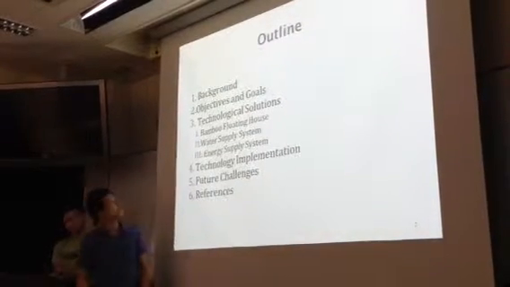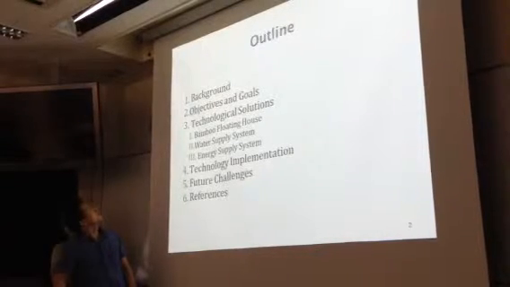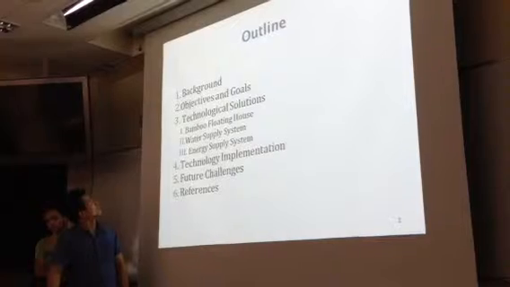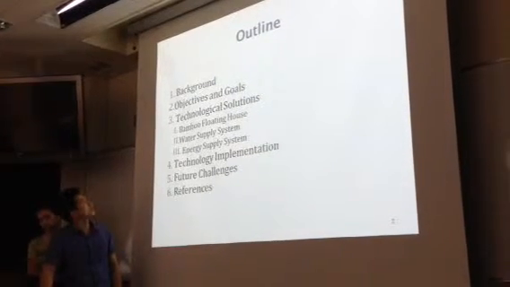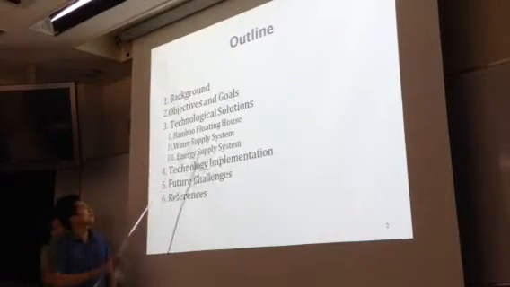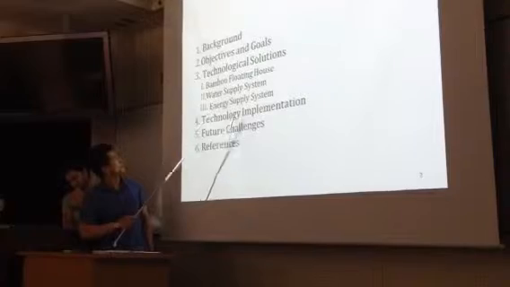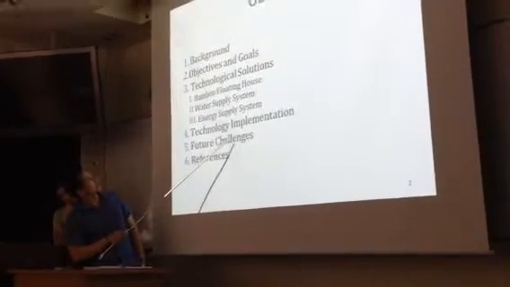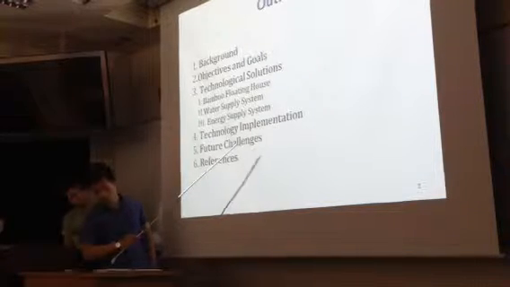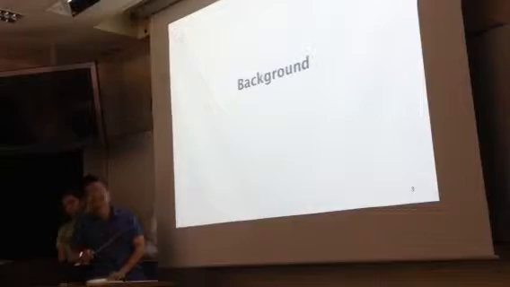Our outline includes 6 parts. The first and second are the background and the objective and goal. The third, the main part, is the technology core solution, including the bamboo floating house, water supply system, and energy supply system. The fourth part is technology implementation, the fifth is future challenges, and the last is the references. We start with our background.